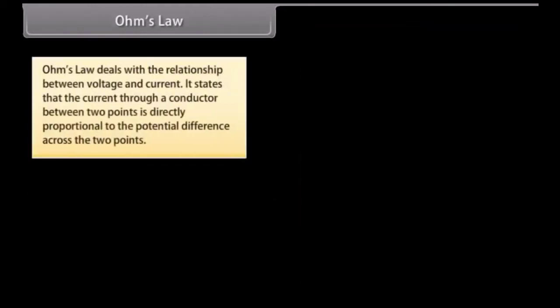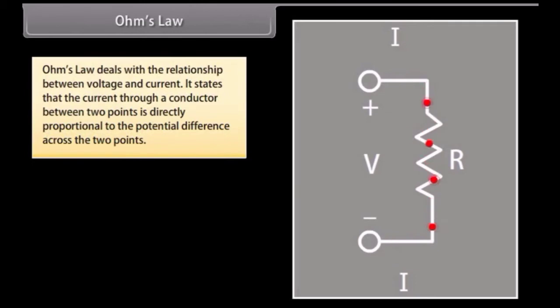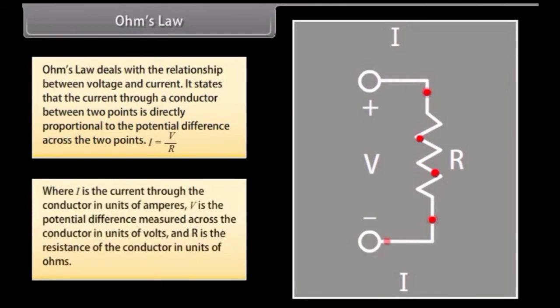Ohm's Law. Ohm's Law deals with the relationship between voltage and current. It states that the current through a conductor between 2 points is directly proportional to the potential difference across the 2 points.